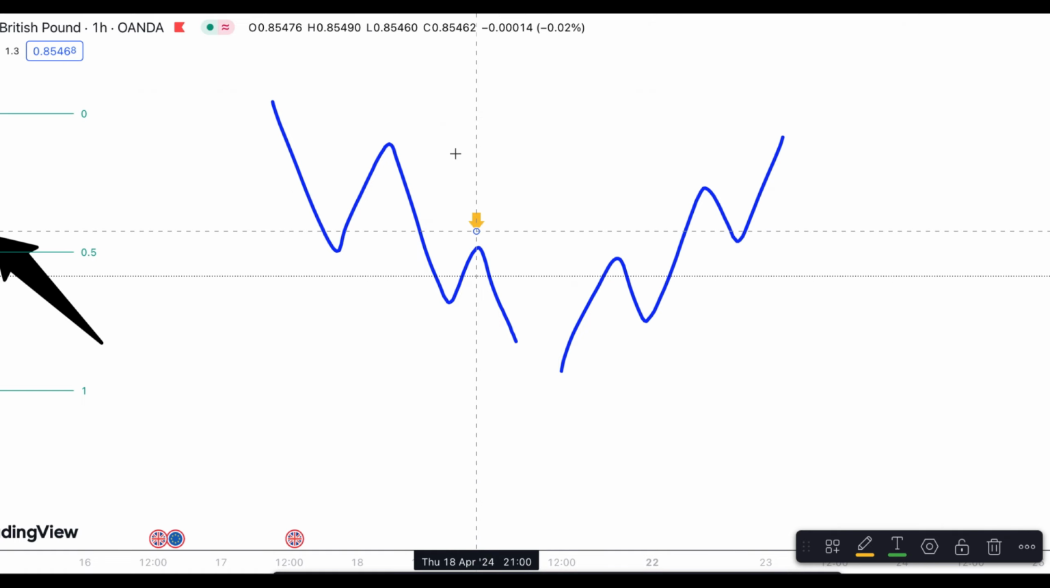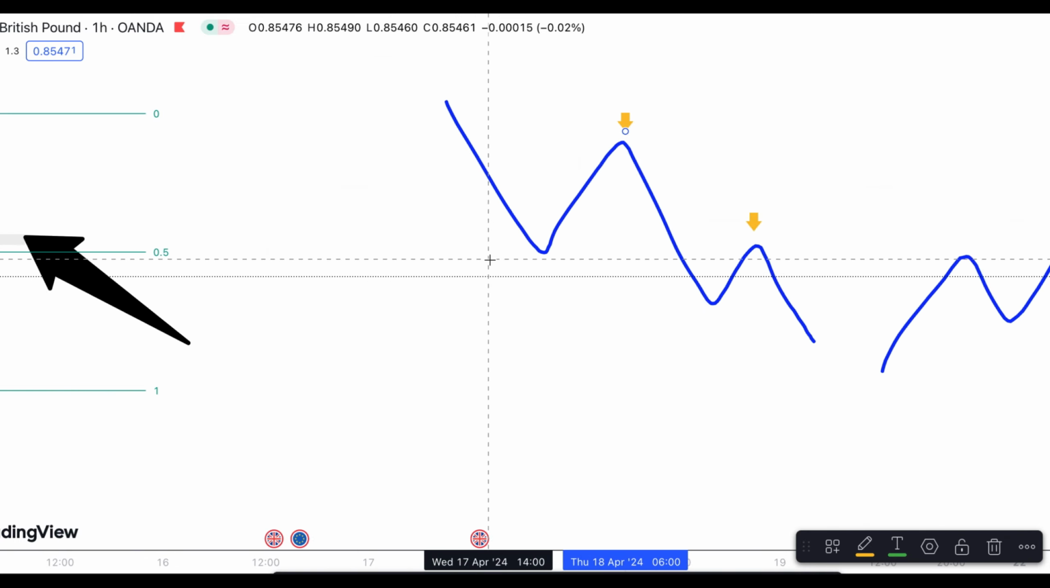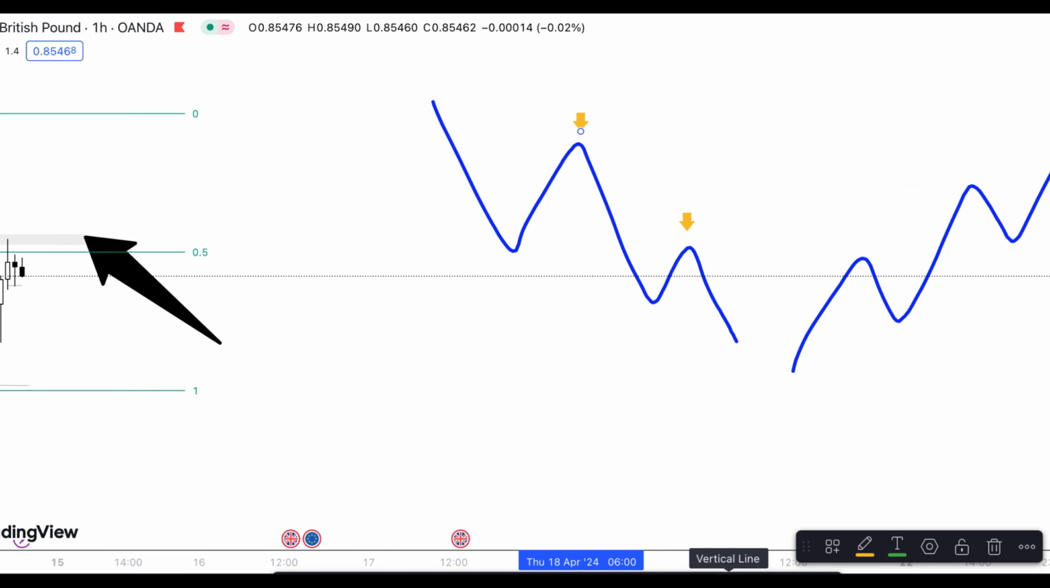So we want to sell here and here, where you see the yellow arrows on my screen right now. We want to sell high before it goes down, because there's no point in selling when it's already down, because that defeats the purpose of making money, right?